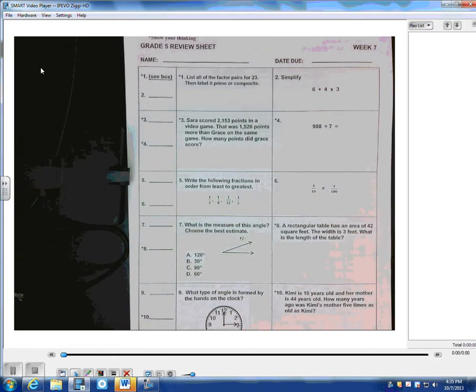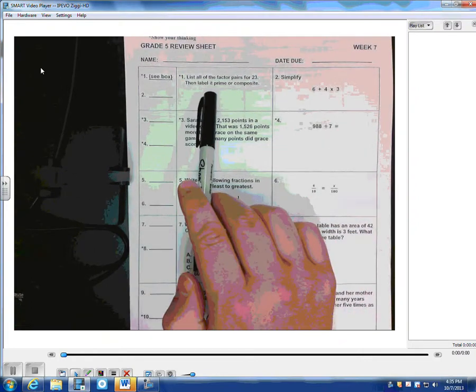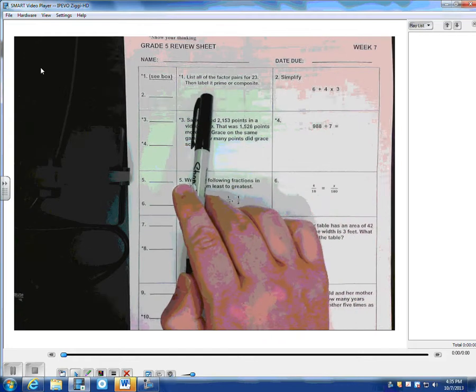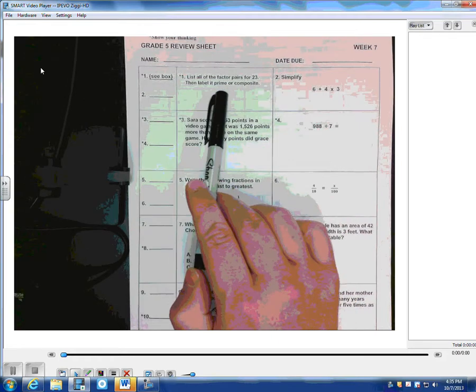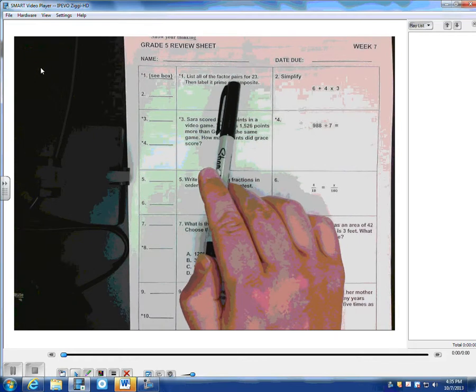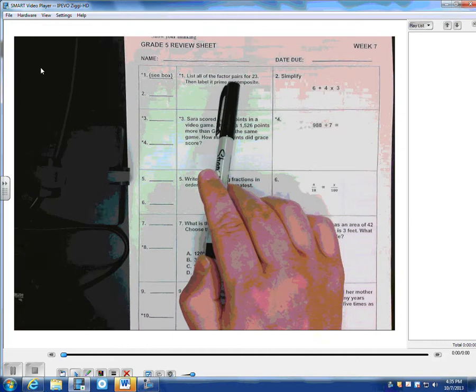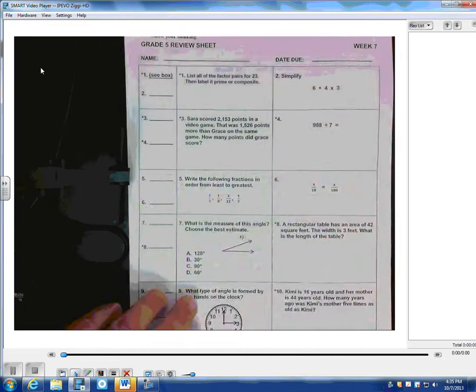So let's look at number 1. Number 1 says, list all of the factor pairs for 23. Then label it prime or composite. Okay, so first let's talk about factor pairs. Factor pairs are simply two numbers we multiply together to get a number. Okay, let me turn this page.